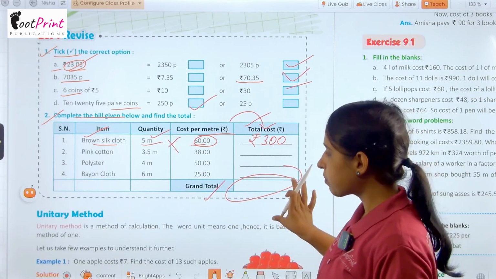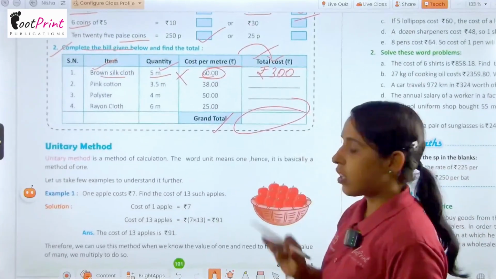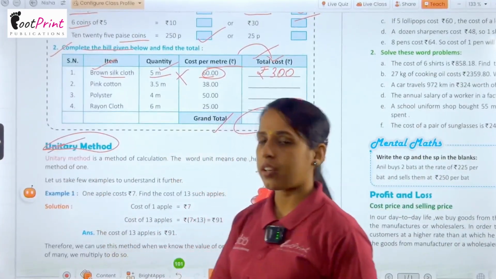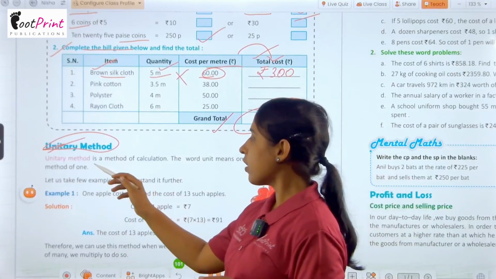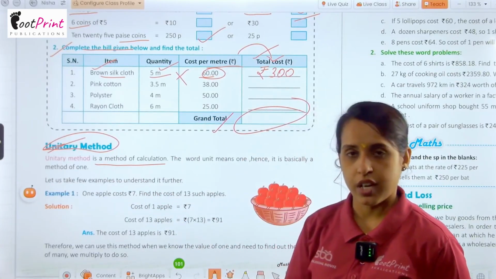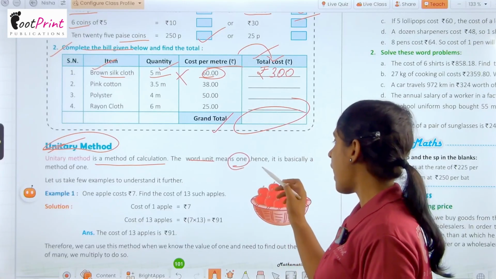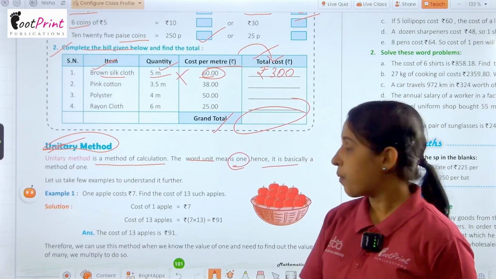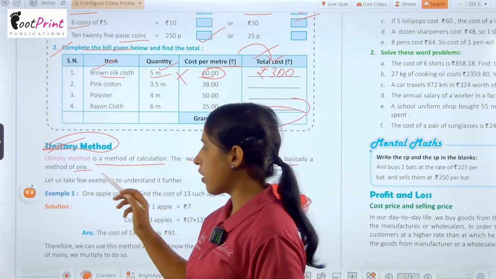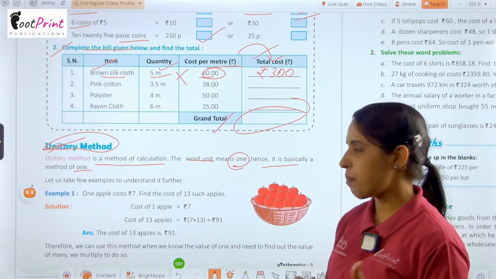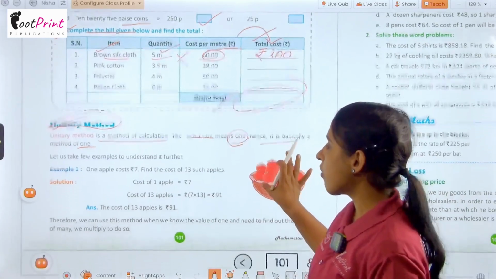Now we will learn about the unitary method. So what is the unitary method? Let's see here. Unitary method is a method of calculation. The word unit means one, hence it is basically a method of one. Okay, so here we have some examples.